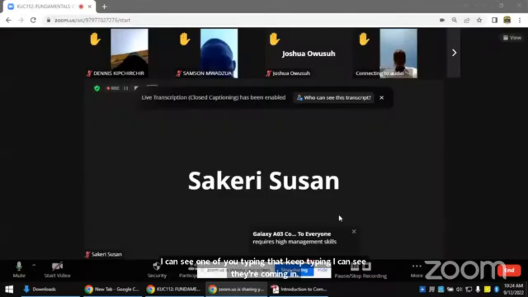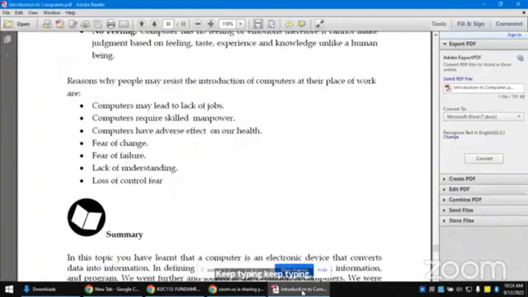Loss of control and fear. I can see one of you typing that. Keep typing. I can see they are coming in very fast. Keep typing.